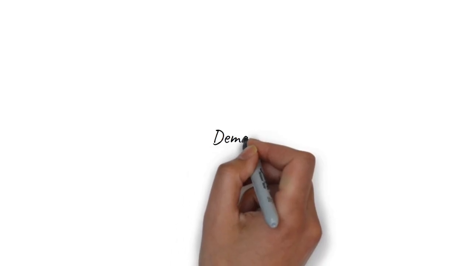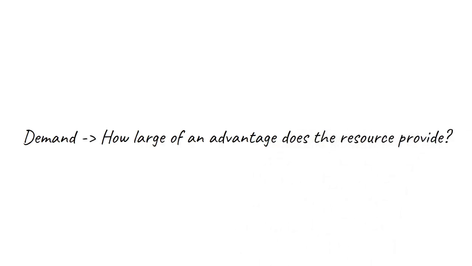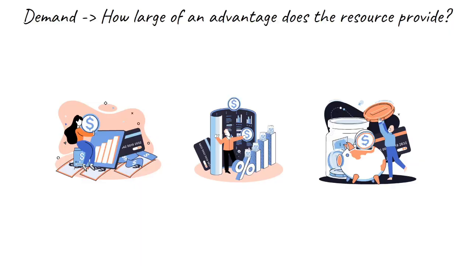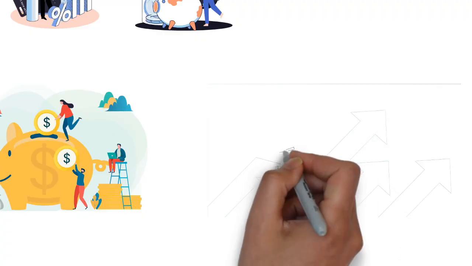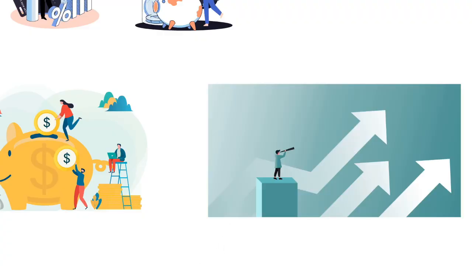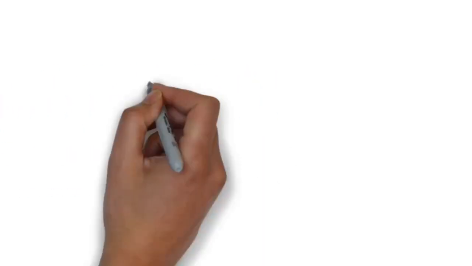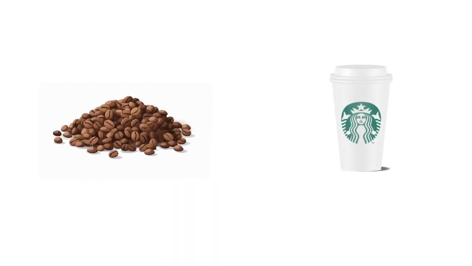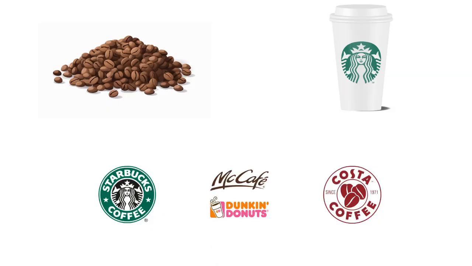First, there's the question of demand. And there the question is, how large of an advantage does the resource provide? If this is a resource that's intended to give you a cost advantage, the question is, how much of a cost savings does it provide to the company? Because that will determine how much room the company will have to undercut the price of competitors and offer customers a better deal. On the other hand, if it's a resource that's intended to help the company to differentiate its product, the question again is, how large of a differentiation advantage does that resource provide?